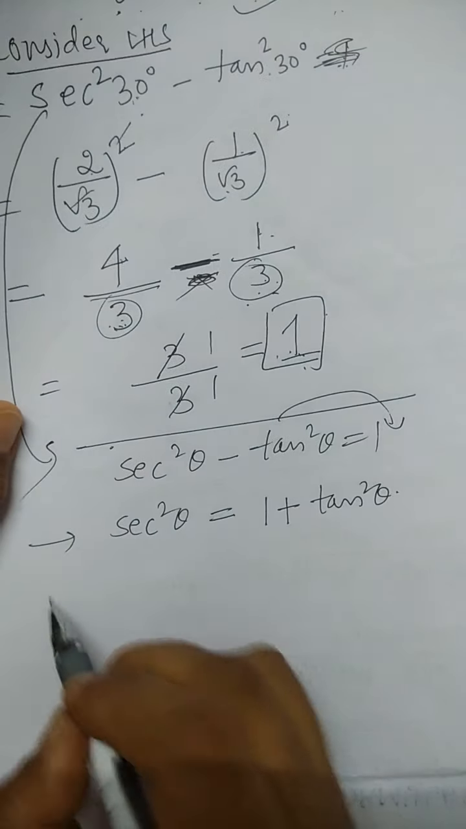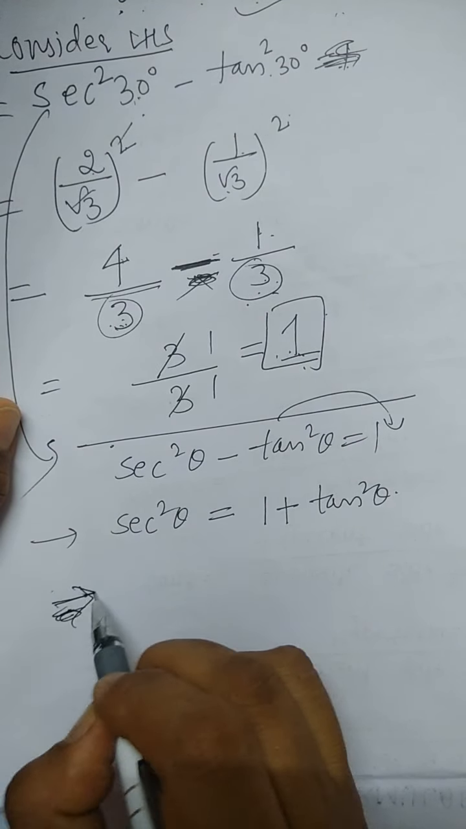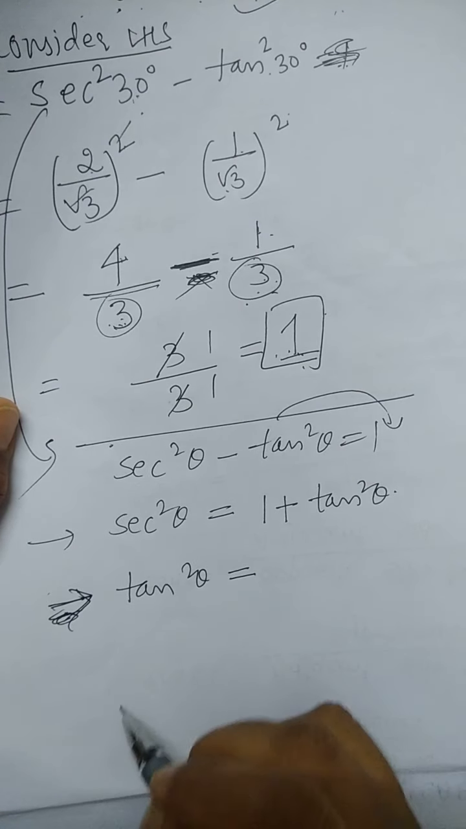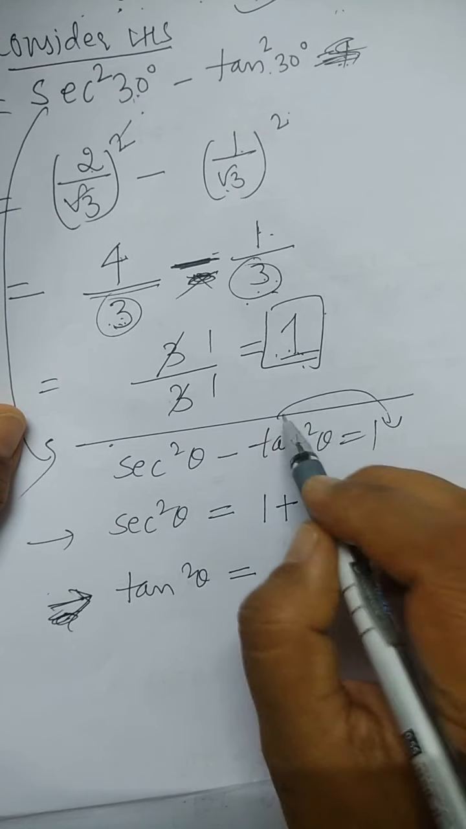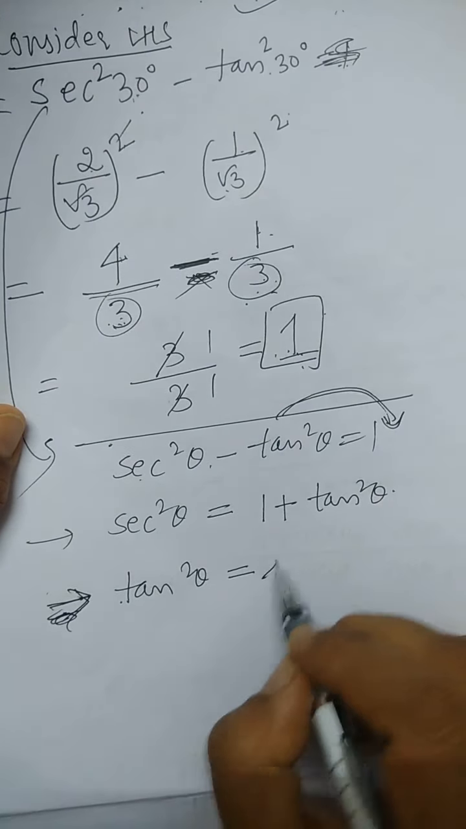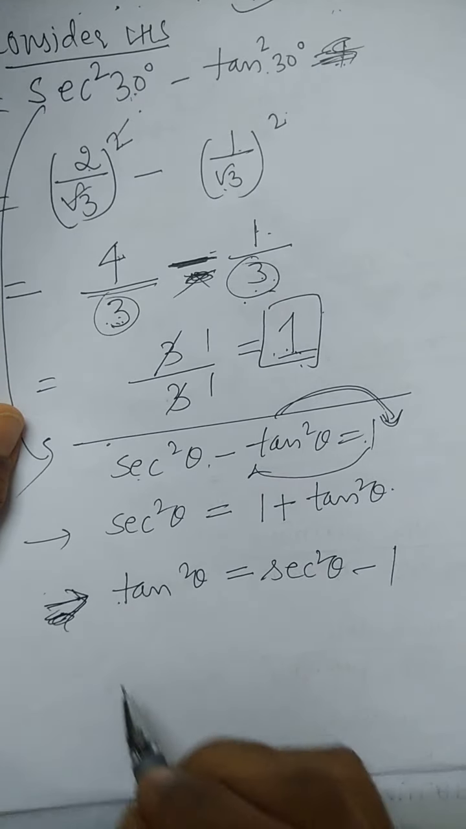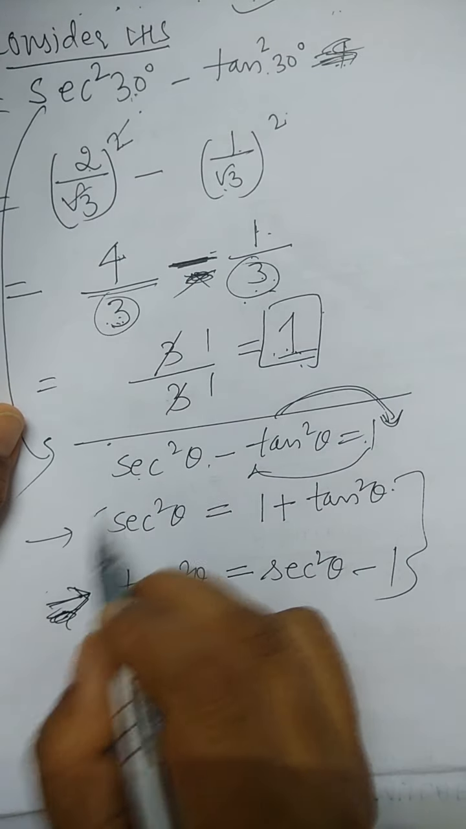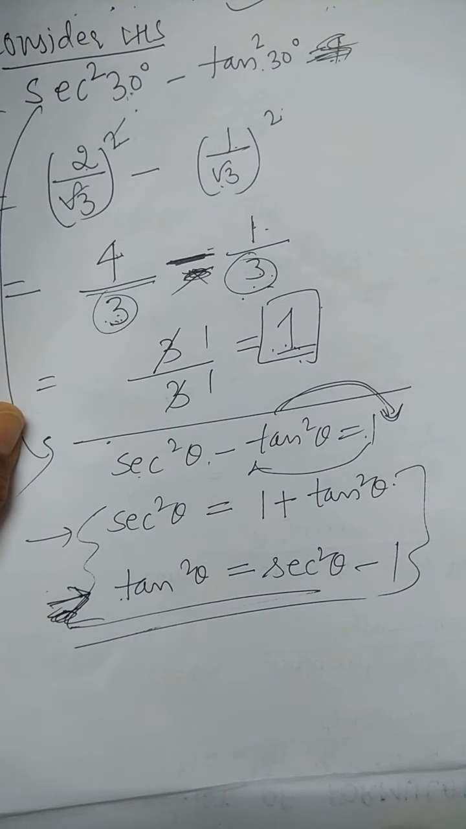Okay. Now if I want to find tan square theta, then what will you get? Tan square theta will go here. It will become plus tan square theta. Sec square theta, 1 will go here. It will be minus 1. Okay. Like this we got these two, and these are useful in solving the problems of the next exercise.